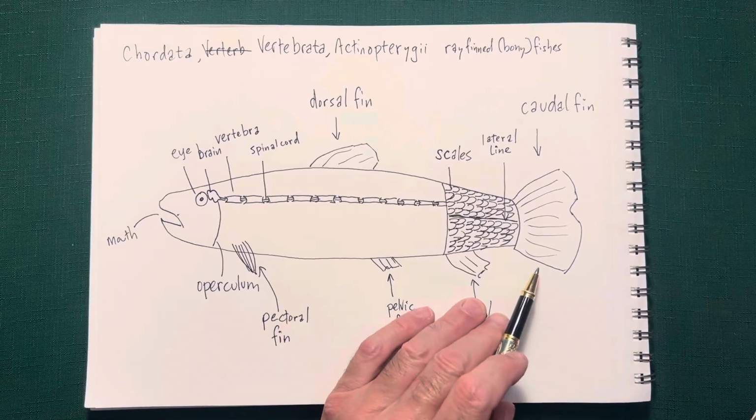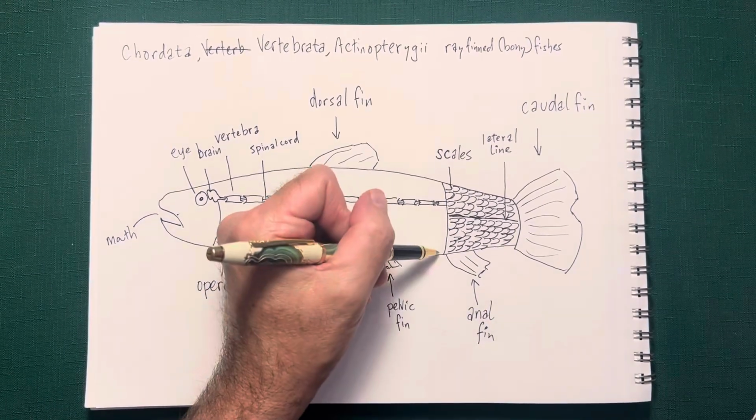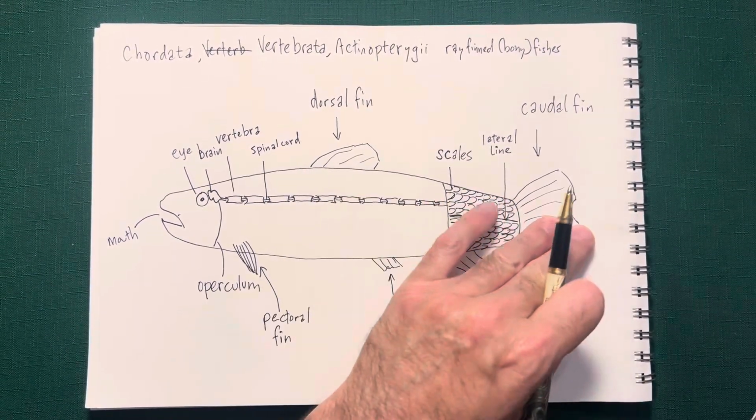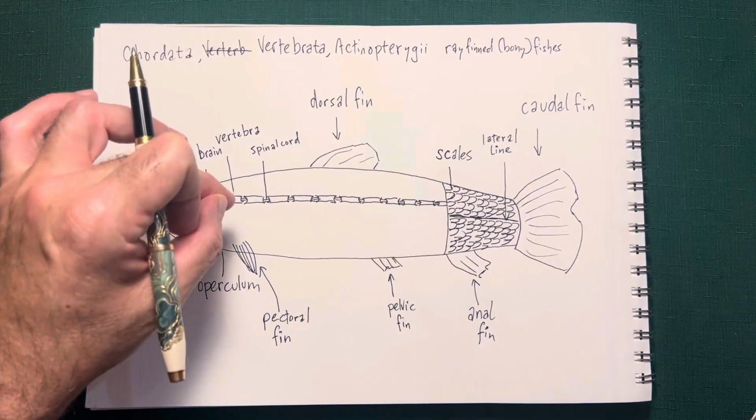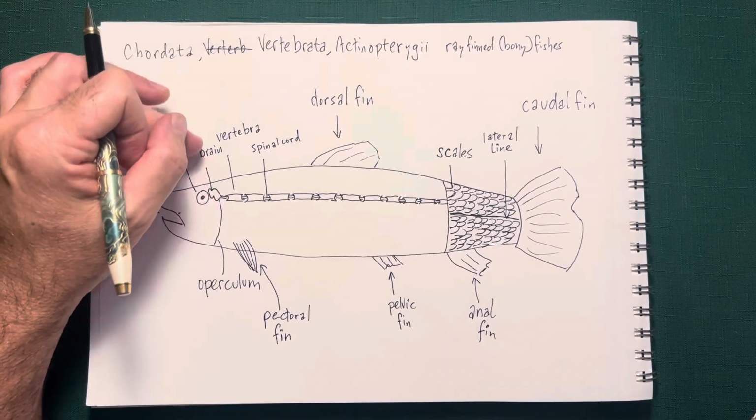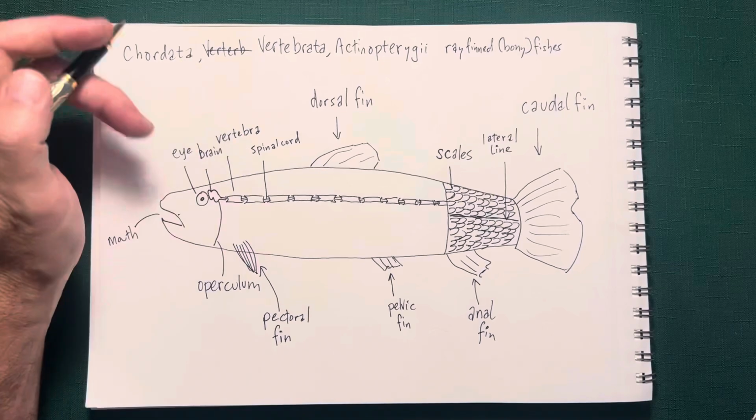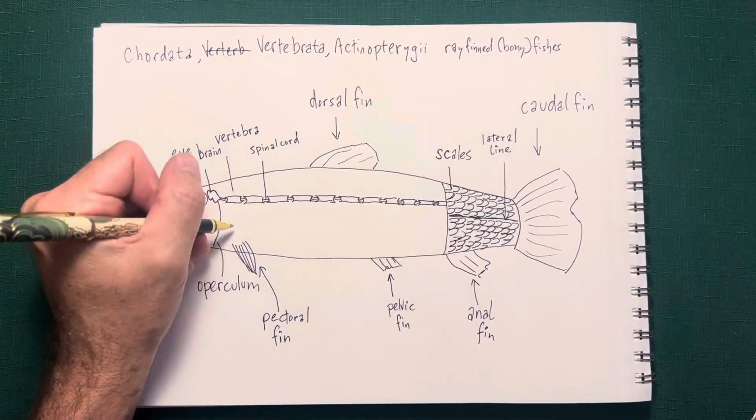Okay, so we see we've got, here's the anal fin. The anus is eventually going to be back here. We've got a postanal tail. We've got a notochord. We've got a dorsal tubular nerve cord. What about pharyngeal gill slits?